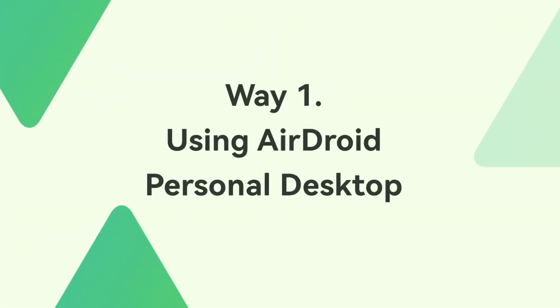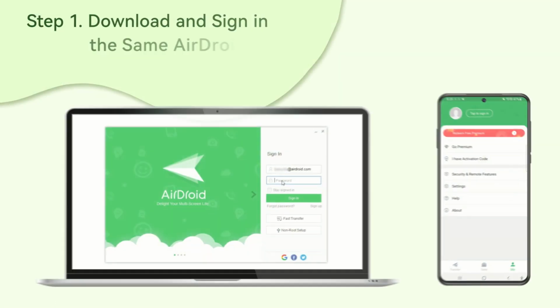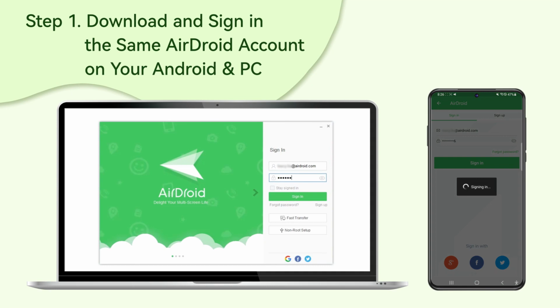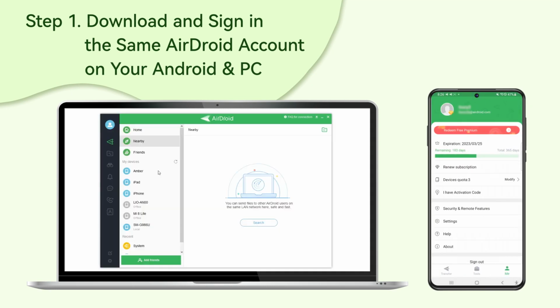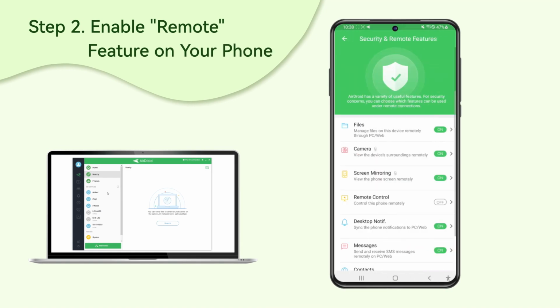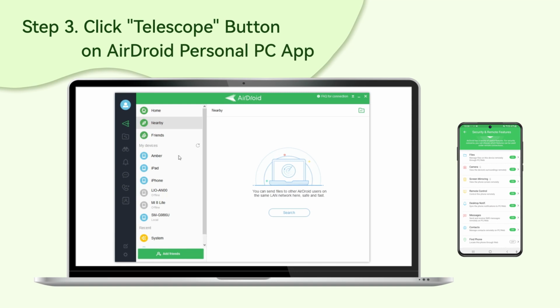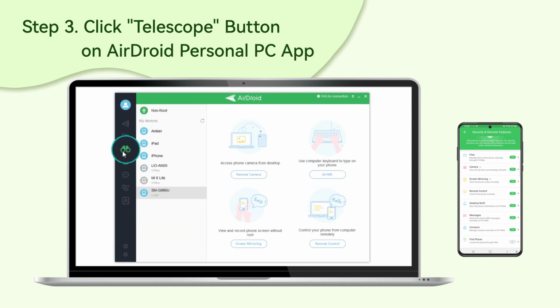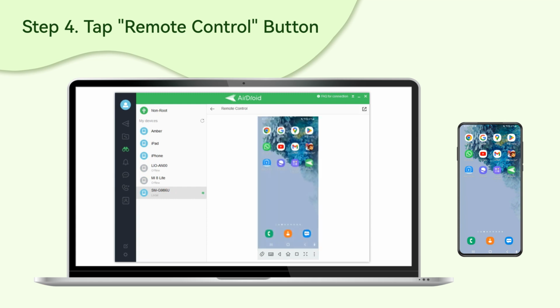First way, using AirDroid Personal Desktop to run Android apps on PC. Step 1. Download and sign in to the same AirDroid account both on your Android device and PC. Second, enable the AirDroid Remote feature as shown on your phone. Third, on the AirDroid Personal PC application, click on the telescope sign button from the panel. At last, tap the remote control button to access your phone and run Android apps.